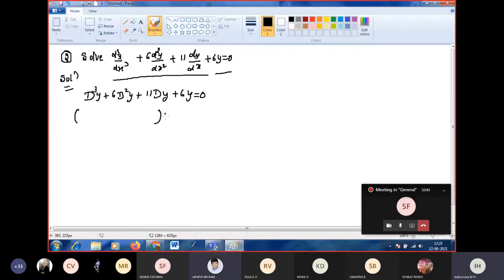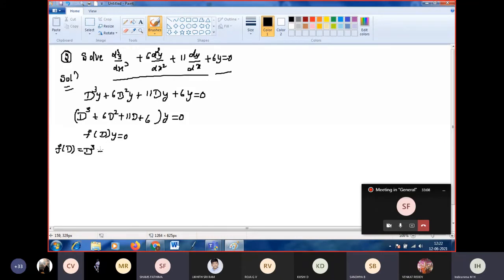Take y common. D cube plus 6D square plus 11D plus 6 into y equal to 0. It looks like f of D into y equal to 0, where f of D equals, what is f of D? D cube plus 6D square plus 11D plus 6. Okay. After writing this, what is the next step?